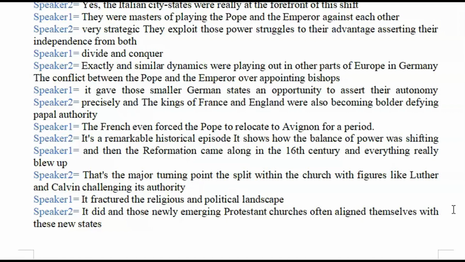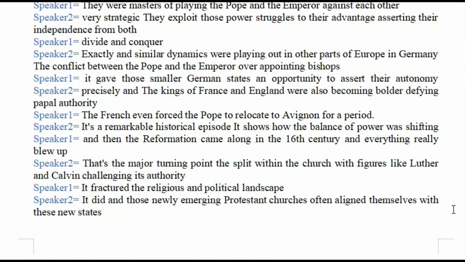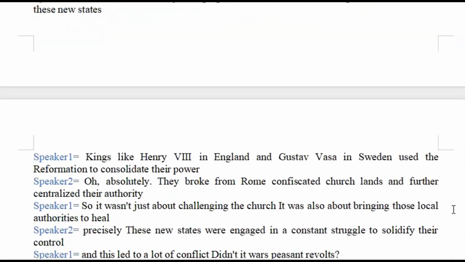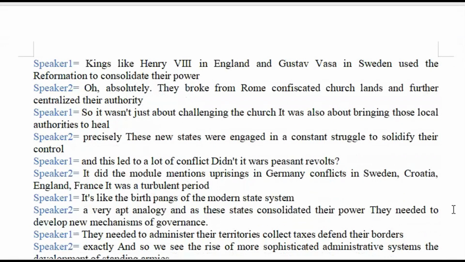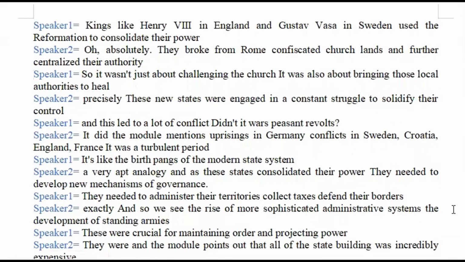And then the Reformation came along in the 16th century, and everything really blew up. That's the major turning point, the split within the church, with figures like Luther and Calvin challenging its authority. It fractured the religious and political landscape. It did. And those newly emerging Protestant churches often aligned themselves with these new states. Kings like Henry VIII in England and Gustav Vasa in Sweden used the Reformation to consolidate their power.